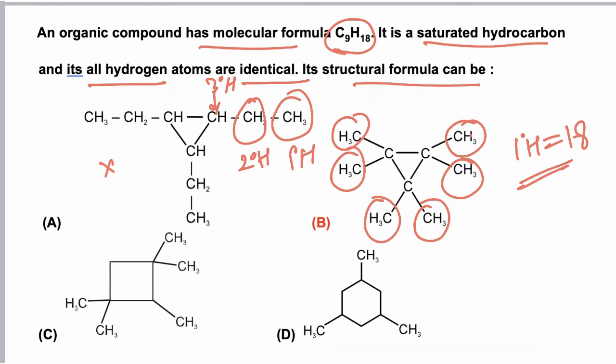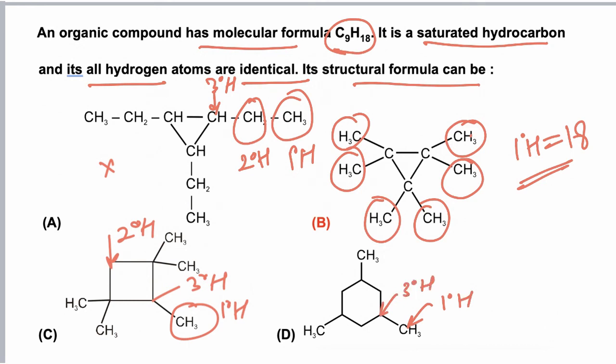While in the case of C, we have 1 degree hydrogen, we have 2 degree hydrogen and we have 3 degree hydrogen. So all the types of 1 degree, 2 degree and 3 degree hydrogen atoms are present. In option D, we have 1 degree hydrogen, we have 3 degree hydrogen which is connected with 3 degree carbon, and we have 2 degree hydrogen which are connected with 2 degree carbon. So option B is the correct answer because all the hydrogen atoms are connected with 1 degree carbon. So correct answer is B.